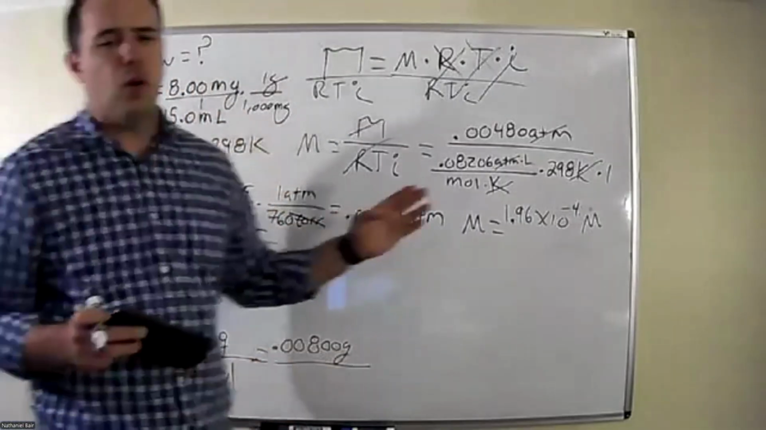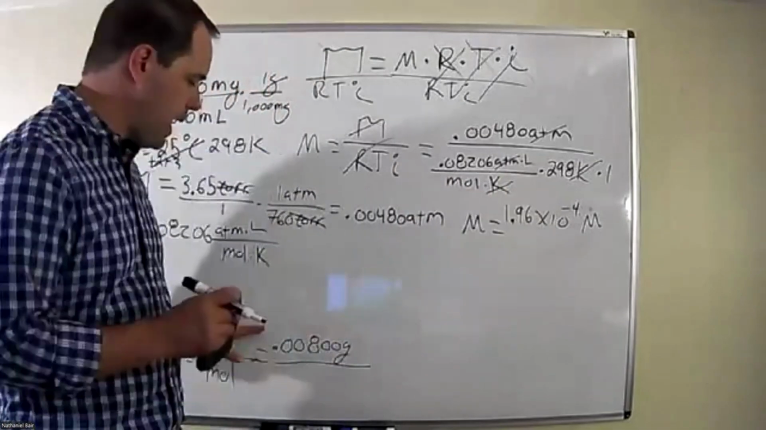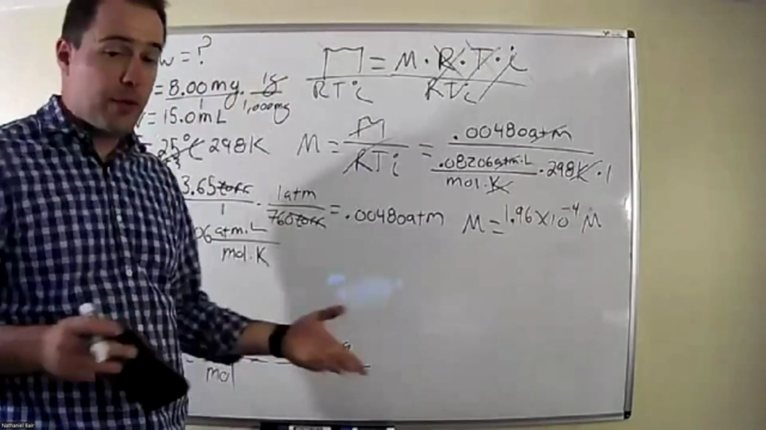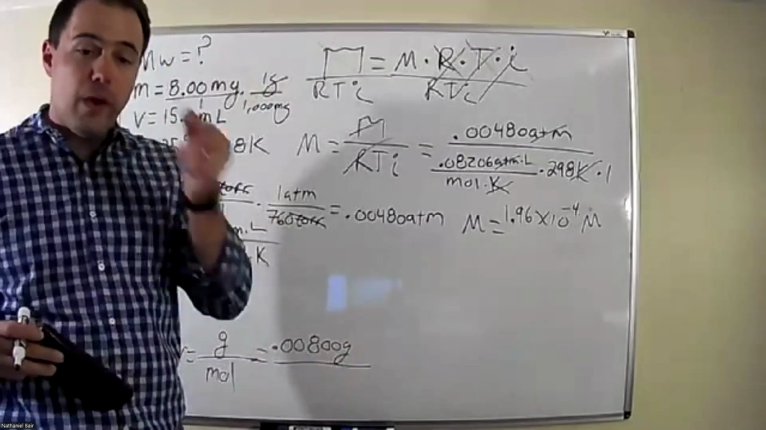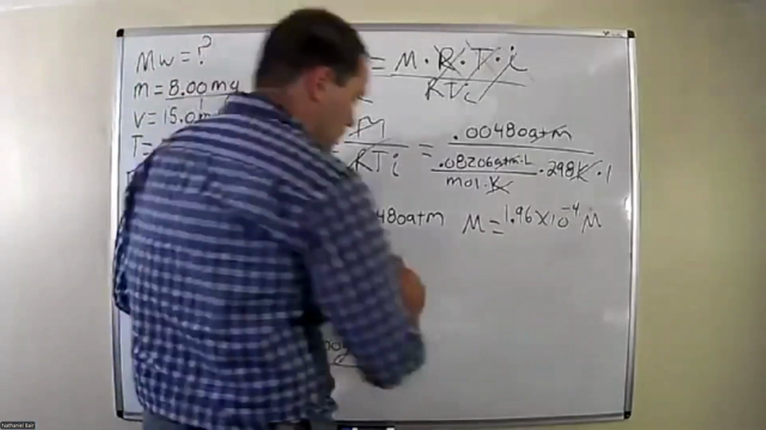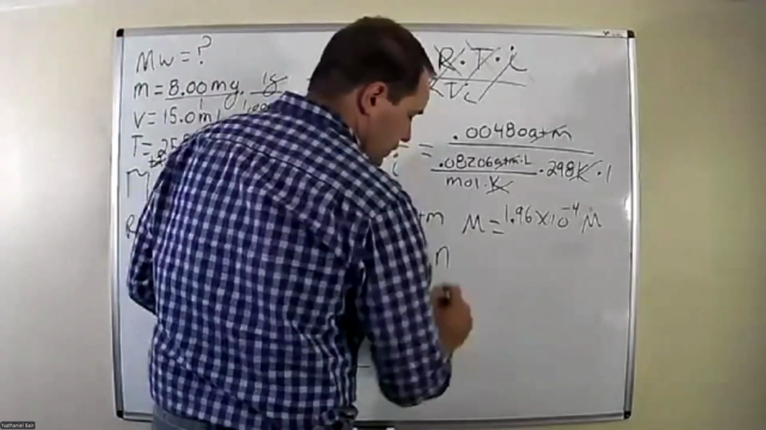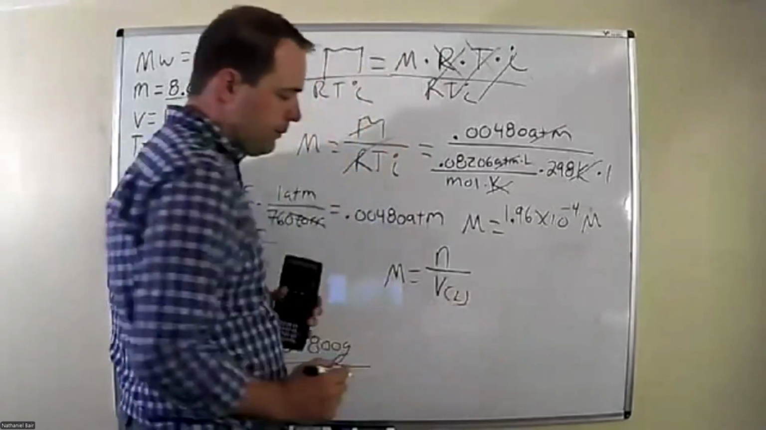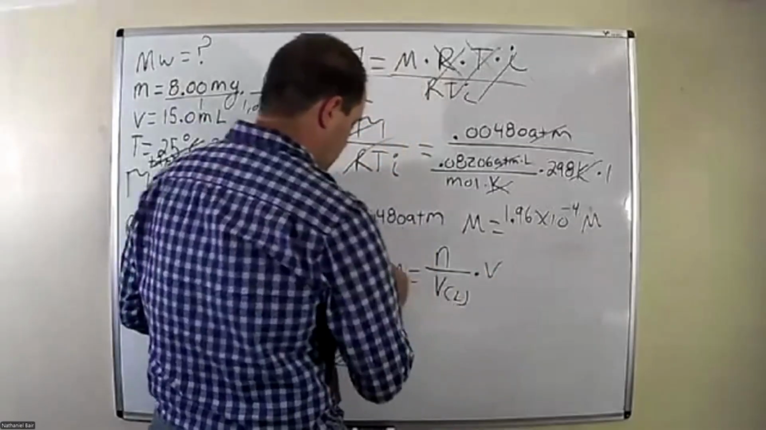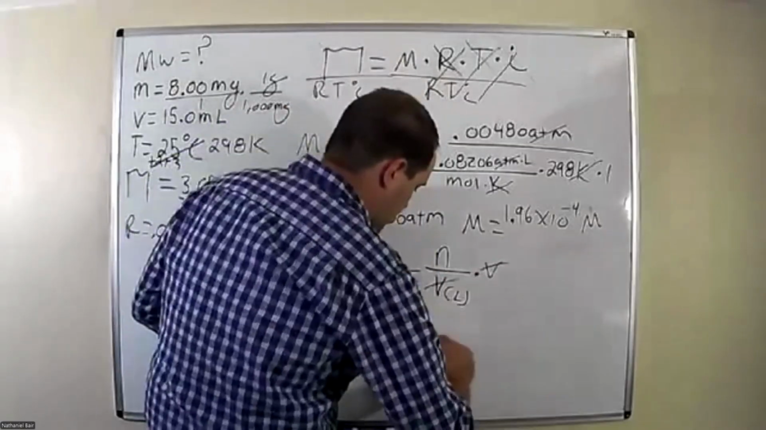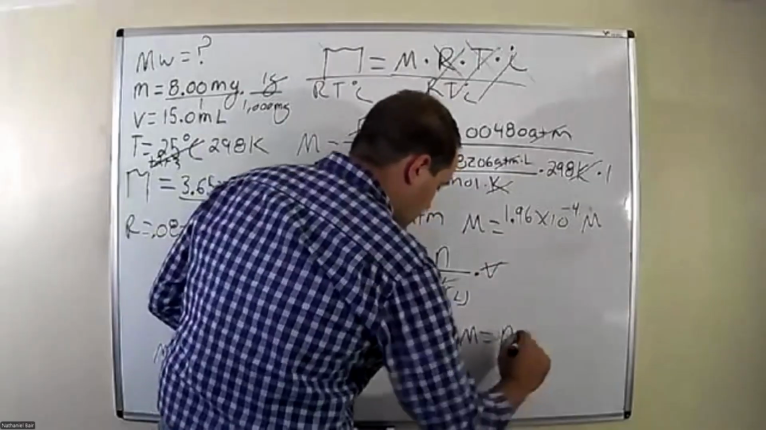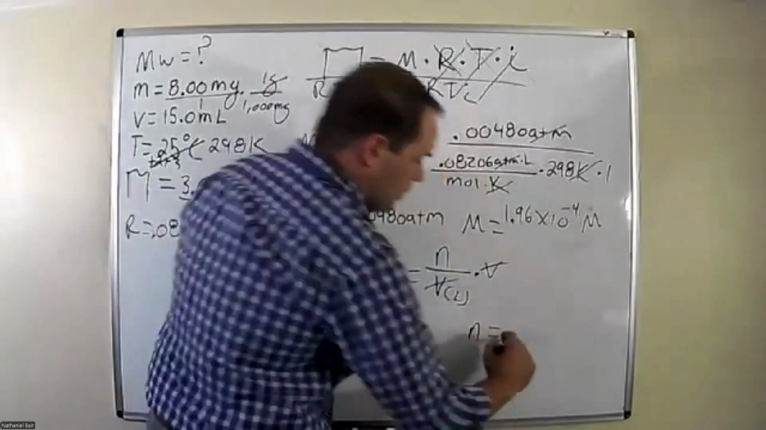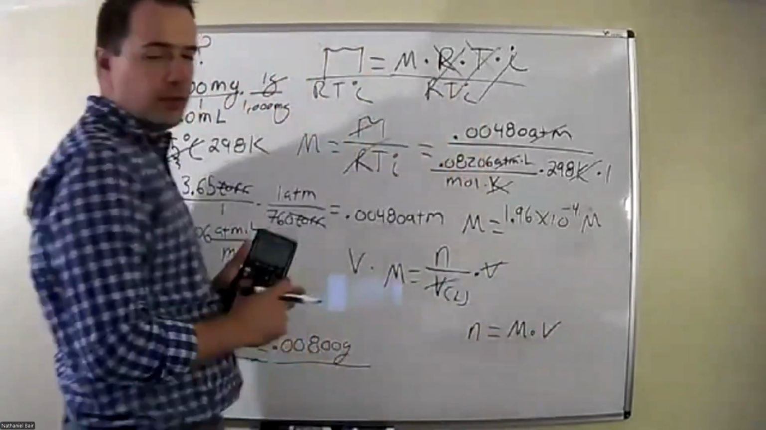If I can figure out how many moles are in here, I can get the molar mass. So how do I get that amount? Here's how. Molarity is the moles of a substance divided by the volume, but that volume has got to be in liters. So if I multiply both sides by the volume, what we find is the moles of a substance is equal to the molarity times the volume in liters.